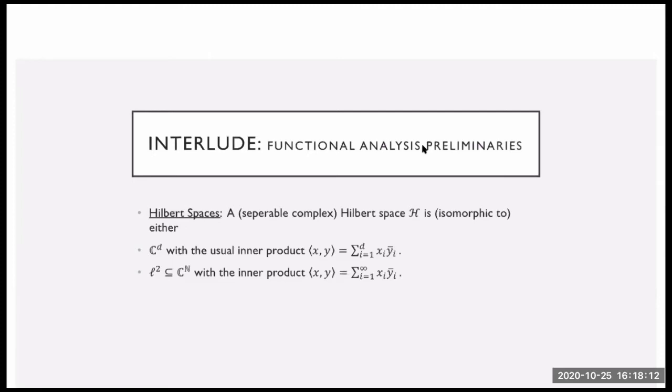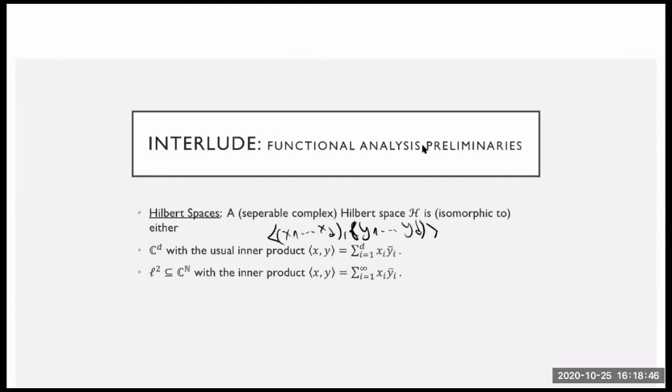So a separable complex Hilbert space. From now on, I will not say separable and complex. All our Hilbert spaces will be such. It is just isomorphic to either the complex numbers to some finite power with the usual inner product. So I wrote down here: if you have X, this is a vector, so it is X_1 up to X_D. This is X, and this is Y_1 up to Y_D.